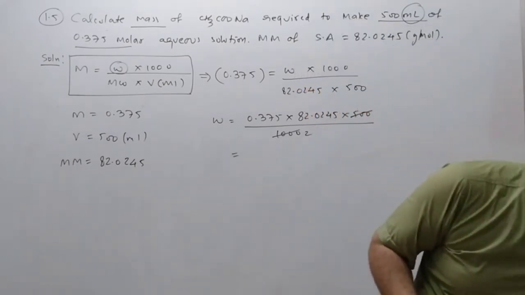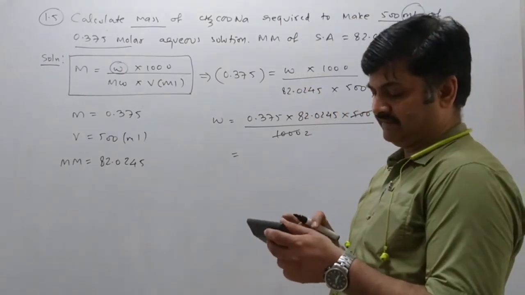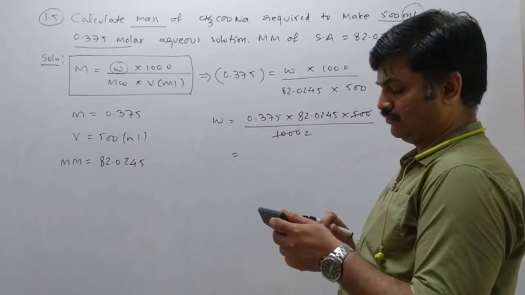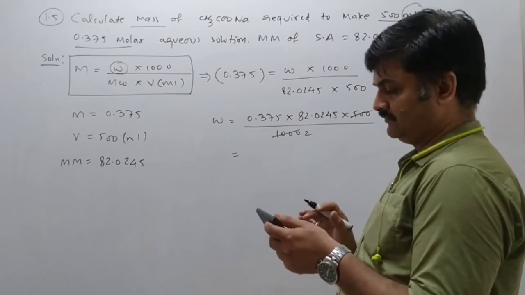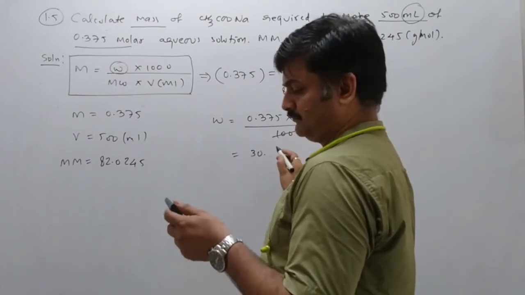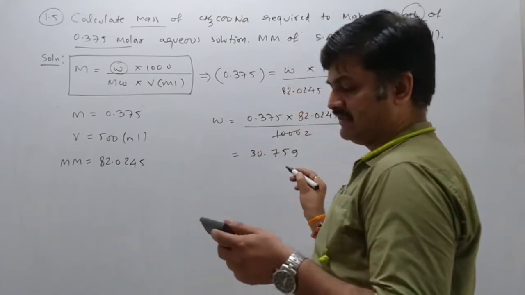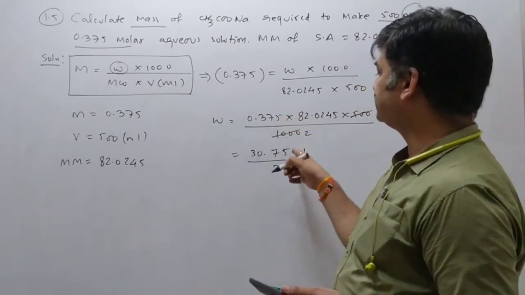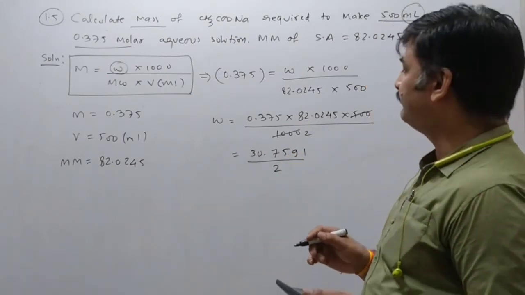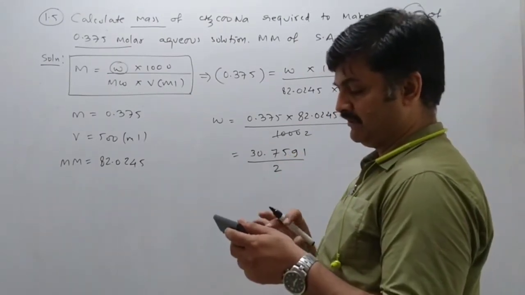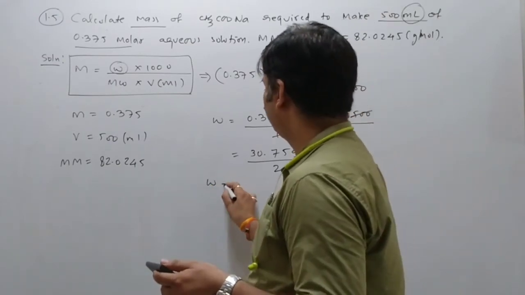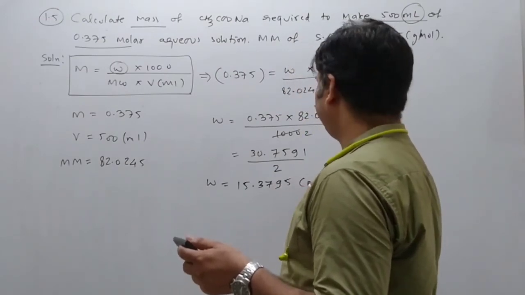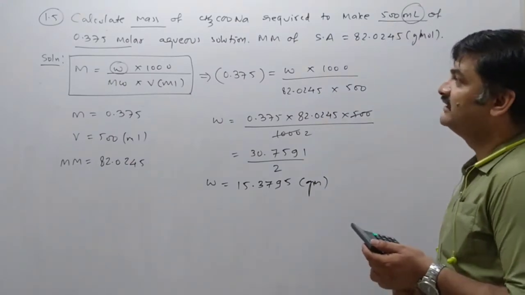Then use the calculator. Here 0.375 into 82.0245 gives 30.7591, and then divide by 2. Whenever you are calculating, please note this number, because many times it goes wrong, and it will help you check again. Dividing by 2, weight is equal to 15.3795 gram. So this is the answer. Clear?